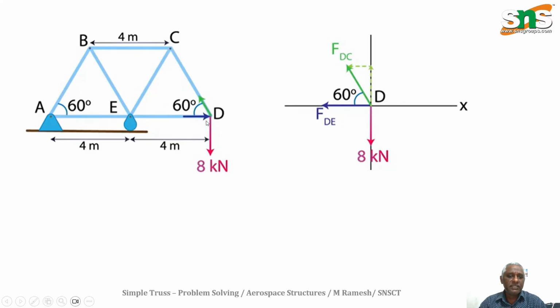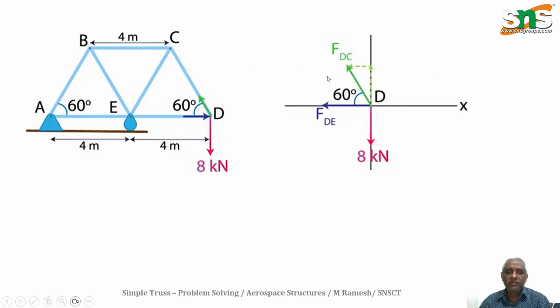Next, what about the other forces? We have members directly joined at D with the 8 kilonewton load: DC and DE. You can draw the diagram with forces outward. Initially we can assume that everything is tensile force, so FDE and FDC. So this is the free body diagram.